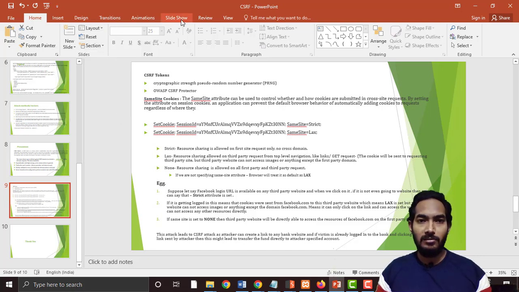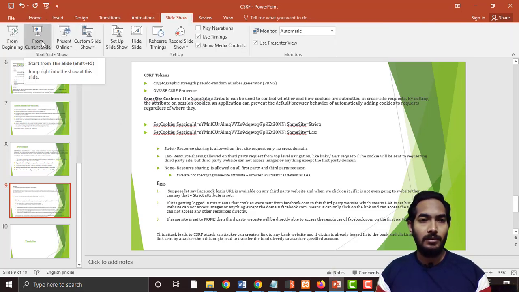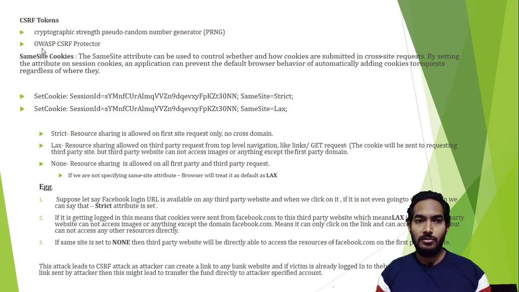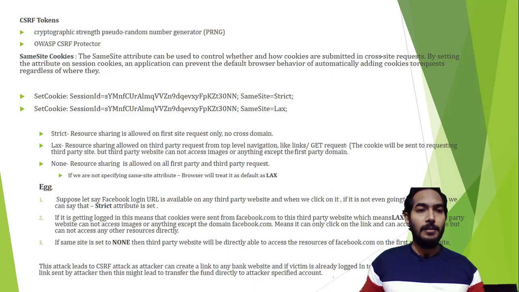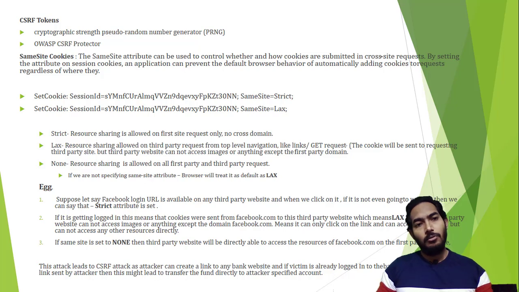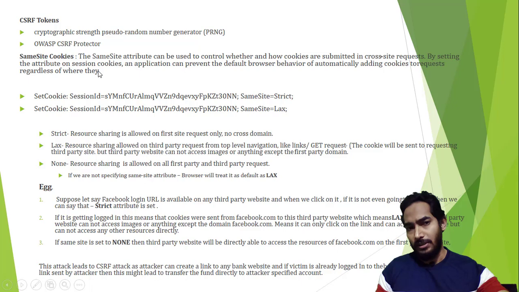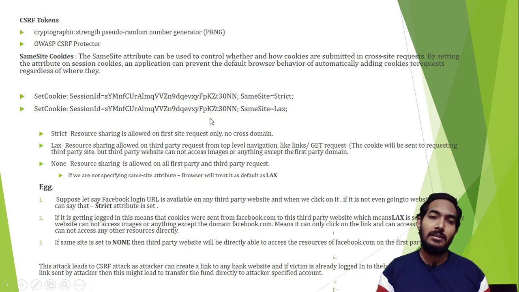So this is again another prevention measure we can say. Let me make it bigger and show you here. You can see SameSite cookie. SameSite is an attribute of a cookie, and there are three values that you can set for this. Either SameSite could be strict, or it should be set to lax, or it could be set to none. So what is the difference between the three?